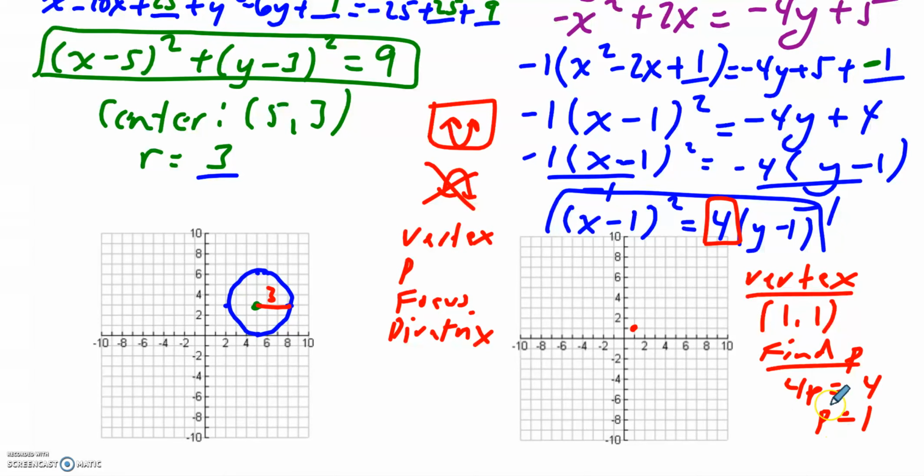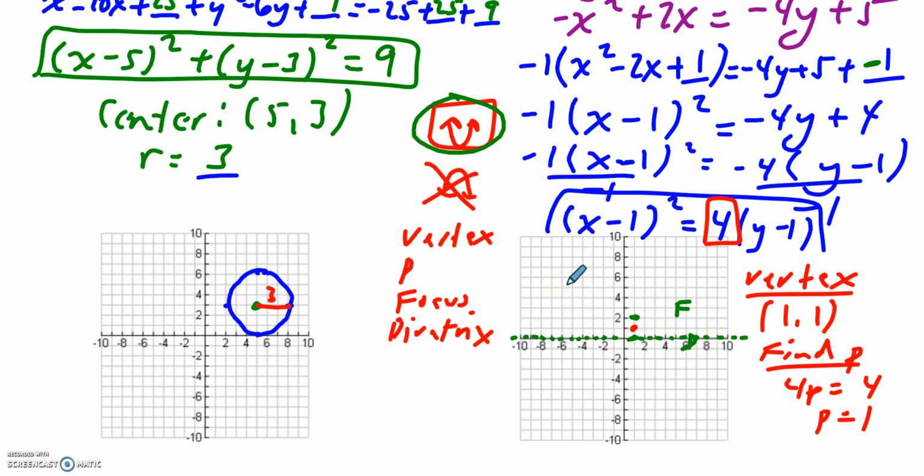And this distance p is the same distance from the vertex to the focus and from the vertex to the directrix. And because I know my parabola is going to be facing upwards, this would eventually be my focus point, and down here is going to be my directrix. And the directrix in this case is going to be a horizontal line through that point. And so I know that my parabola is going to be facing up.